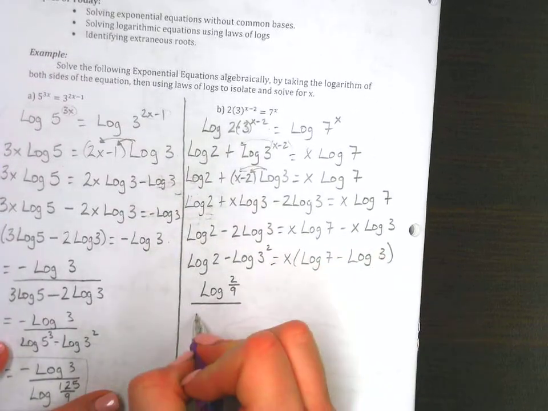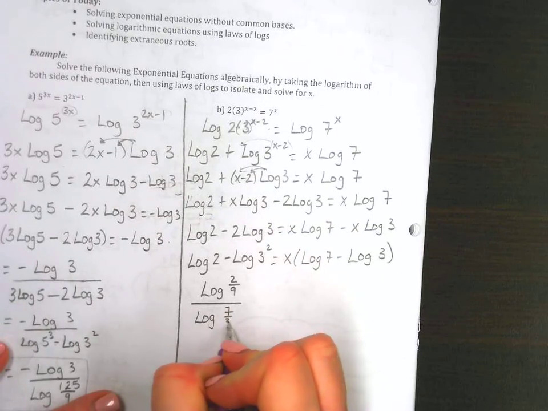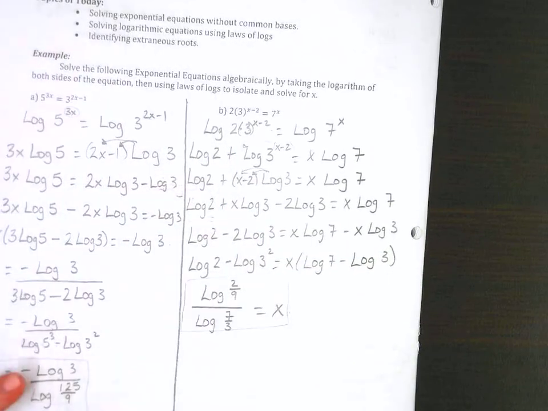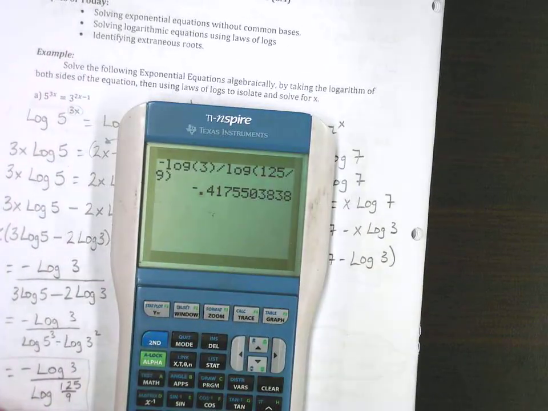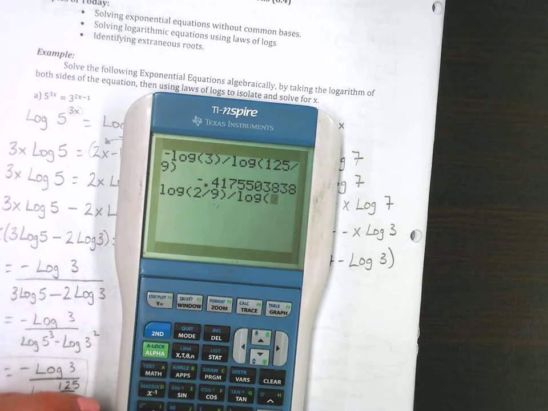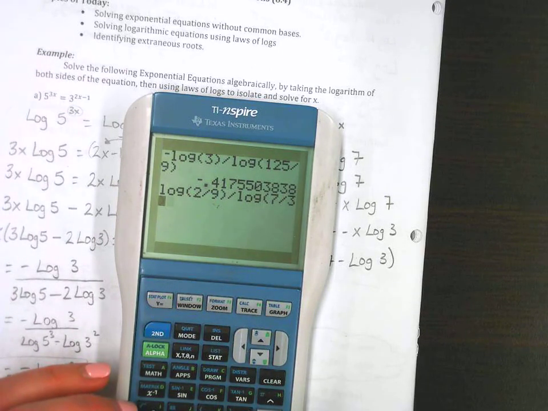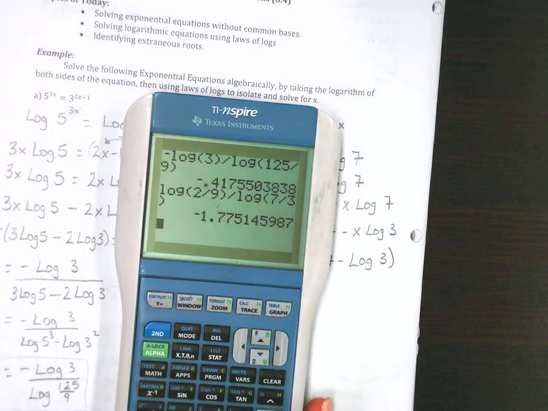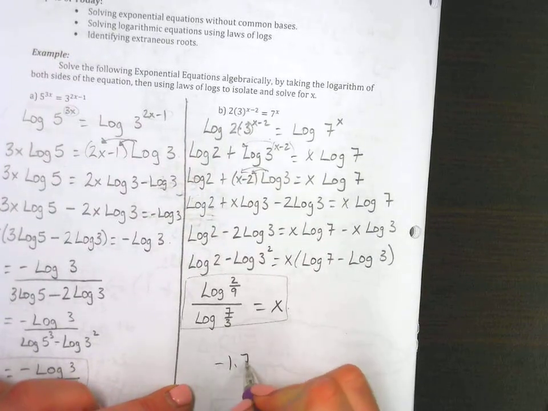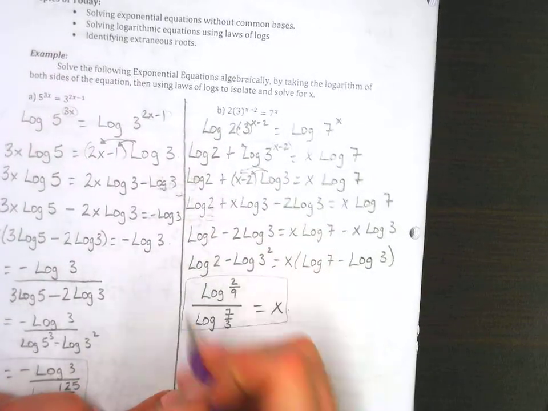Okay, so on your calculator, log 2 over 9 divided by log 7 over 3. As a rounded decimal would be negative 1.78. Okay, so a simplified logarithm or a rounded answer. Okay, so that is solving exponential equations using logarithms.